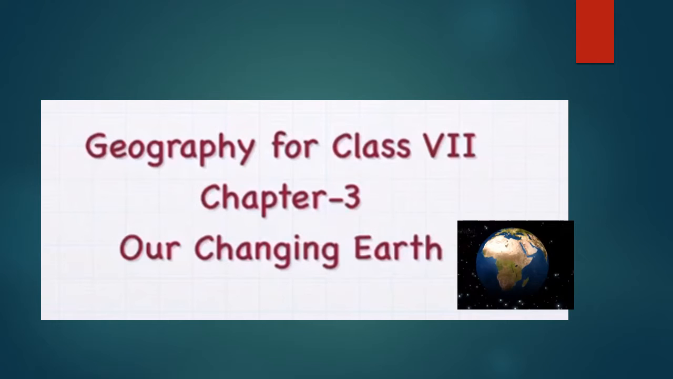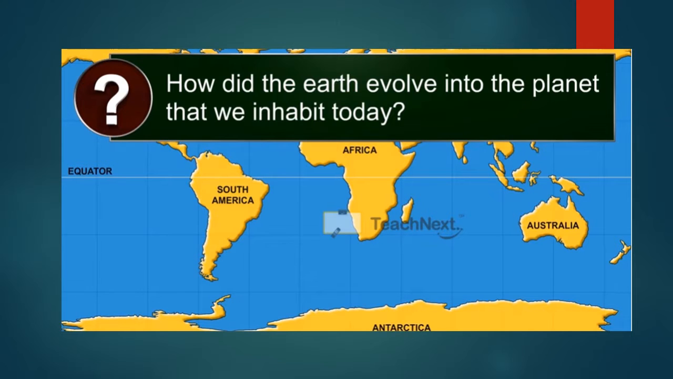Welcome back, children. We are going to start today with our geography lesson of Standard 7, Chapter 3, Our Changing Earth. Children, you must have always wondered and questioned yourself, how did the Earth evolve into the planet that we inhabit today? How did these continents form? How did these oceans form? Yes, let us look into the answers of these questions.